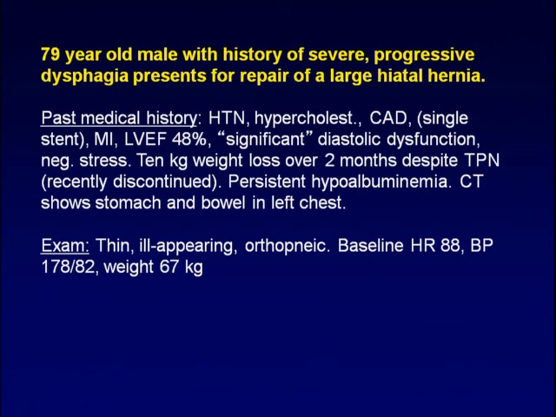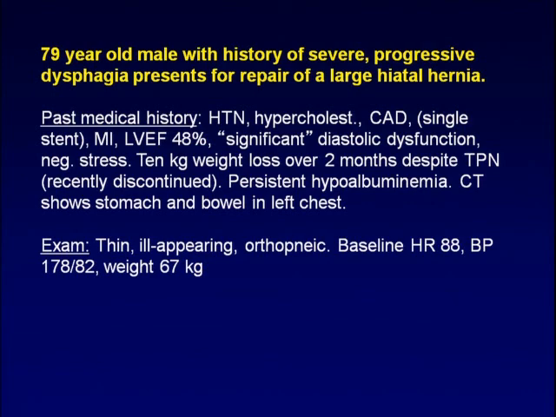He's had a long weight loss, he'd actually been on TPN, he's got low albumin, and he's got a CT scan that shows he's got stomach and bowel up in his chest. You see this man: he's thin, he's ill-appearing, he's orthopneic, he's a little tachycardic, he's hypertensive, and he's coming to the operating room to have a repair.